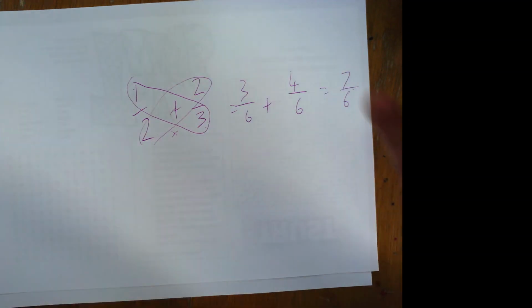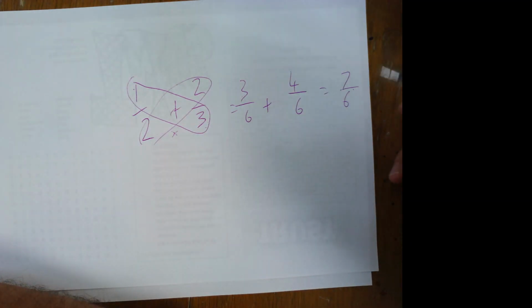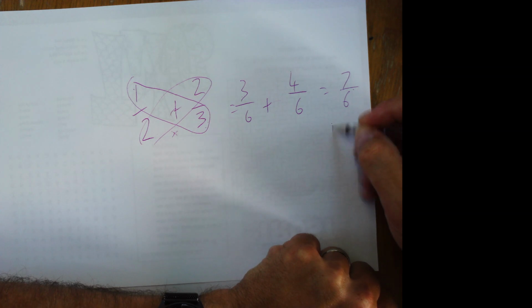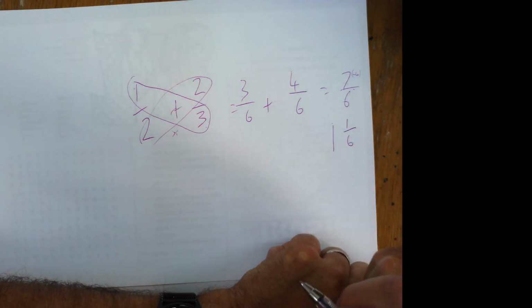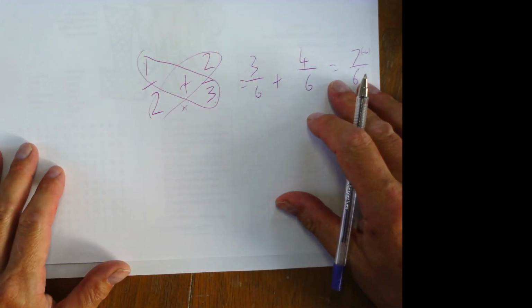Now that's an improper fraction. So what you can then do is make that one whole, because you can take 6 away from that, and have 1/6 left over. Let me give you another example.